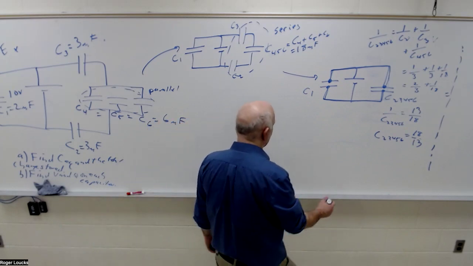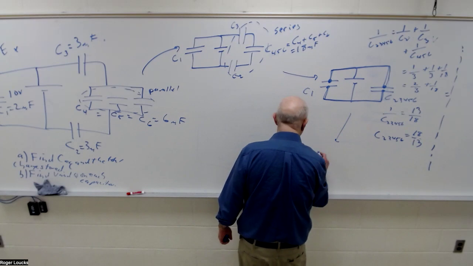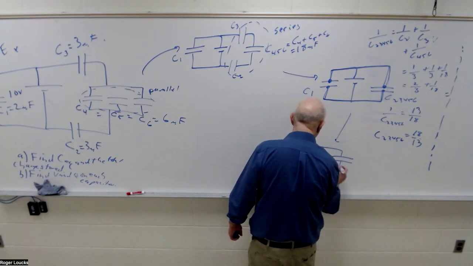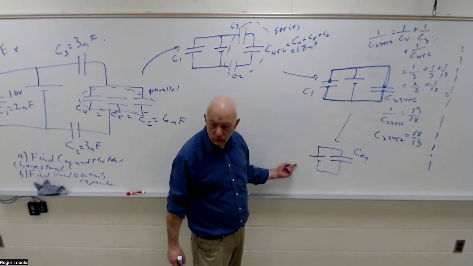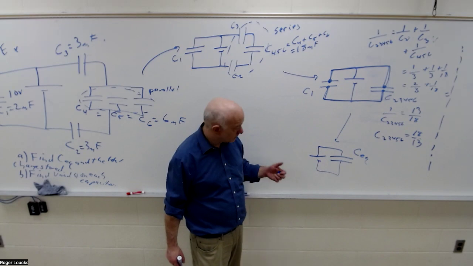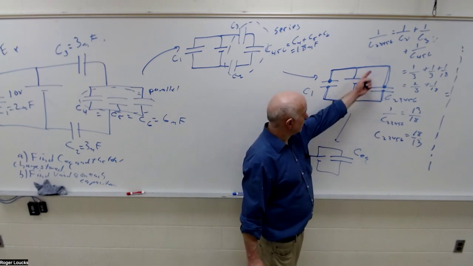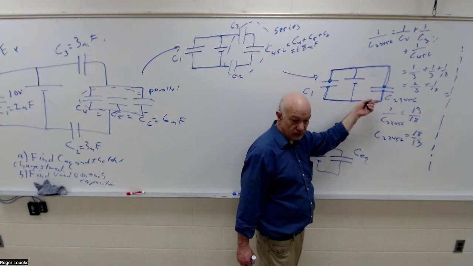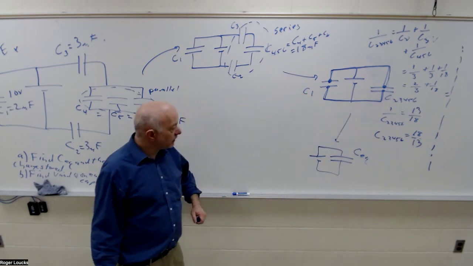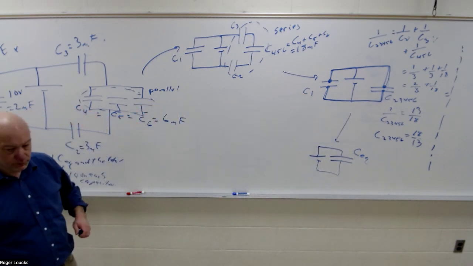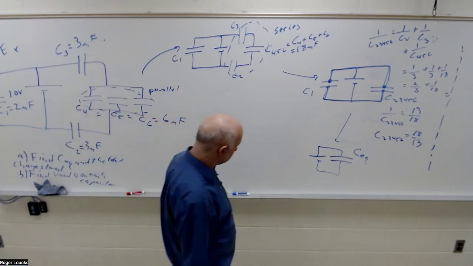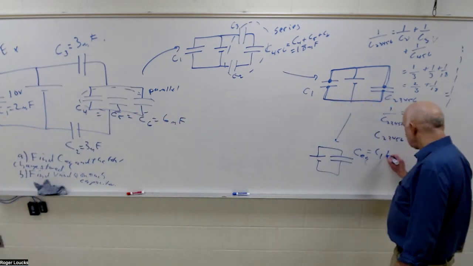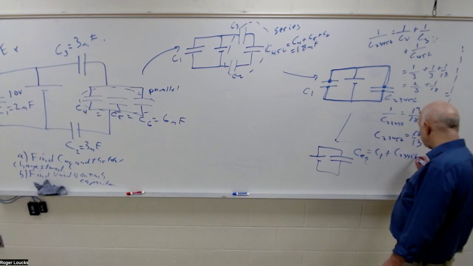So this picture here now goes to this right here. I drew this off to the right. Should I have drawn it off to the left? It doesn't matter where you put it. I could have put it up here, I could have put it down here, just as long as it's on this side. Okay, what is that CEQ going to be? This is just going to be C1 plus C2,3,4,5,6.